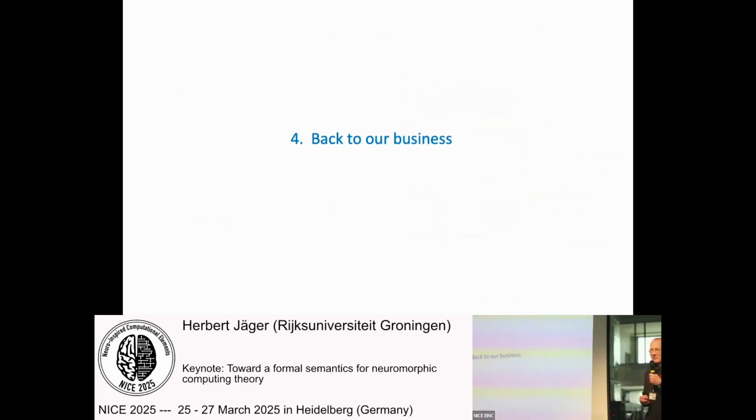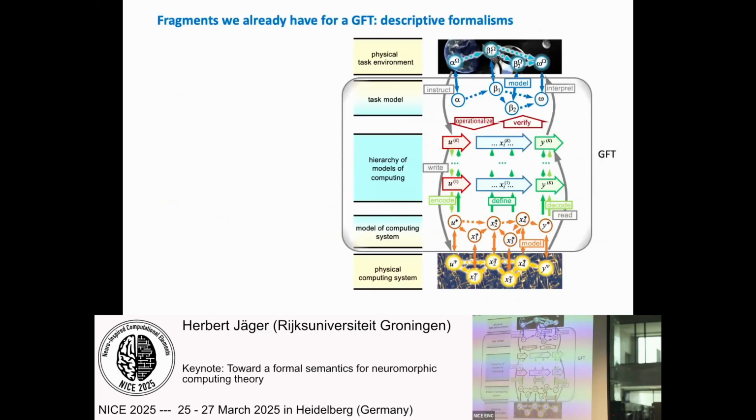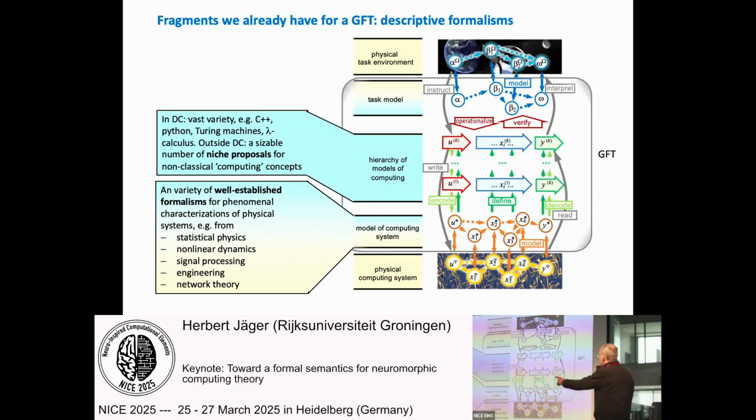Okay, so back to our business. We are coming to the final slides. First of all, that's a reminder of what I'm up to, what I hope to see developing. So some things we already have for such a general formal theory, namely, at the bottom, many formalisms for describing physical systems. Every physicist knows how to do this, but they have different ways. Then for the middle part, we also have a lot of proposals. In digital computing, there are very many equivalent ways to describe things, and they come in abstraction hierarchies. Today, I will skip this very interesting part.